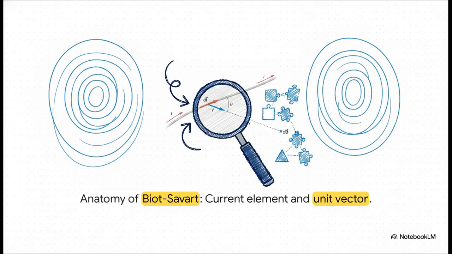Now, what's really interesting about this slide is how we can visually break down the anatomy of this equation. Imagine a straight wire carrying a current, which we'll call I. We want to focus on just one microscopic infinitesimal wire segment. We call that dl, which points in the exact same direction as the current.